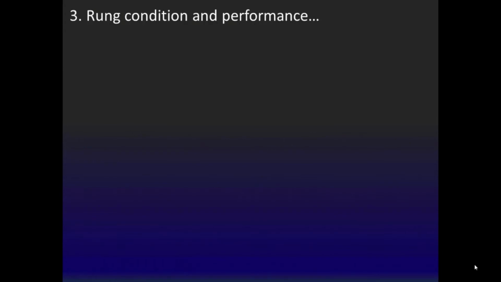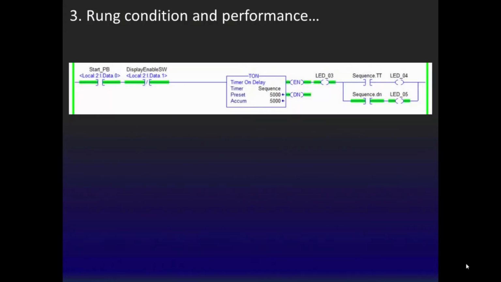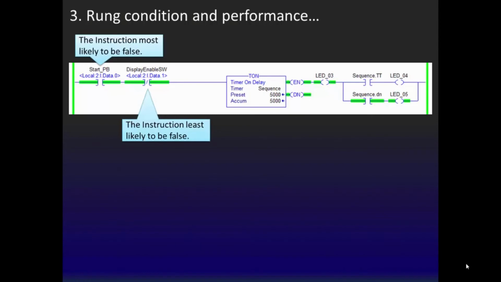Run condition and performance. Remember, run condition is the condition before and after each instruction. How does that affect performance? By performance we mean processing speed. You always want to start with the most likely to be false instruction. Between these two you have a start push button tag and a display enable switch tag. These are both inputs. If the display enable switch is not on, then this is true when we hit the start push button, regardless of that. One of these instructions is more likely to be false than the other.